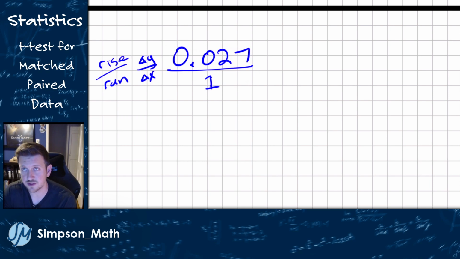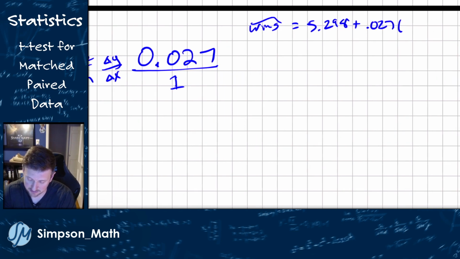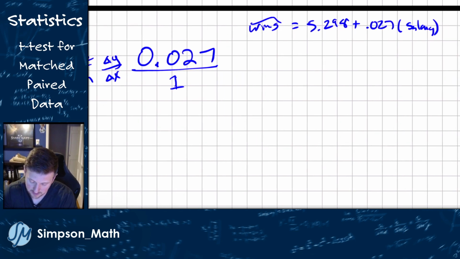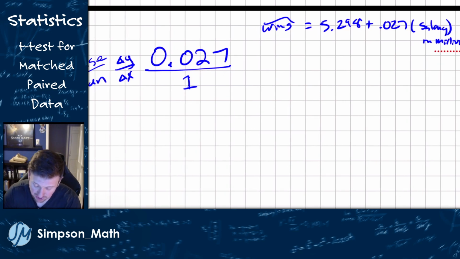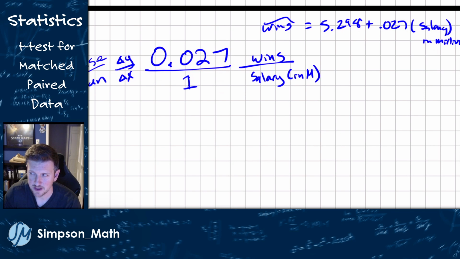Remember, it's rise over run, so the y value is my wins, because I have wins hat is the 5.298 plus 0.027 times the salary. So wins is number of wins, and salary is in millions. So what this is saying is my y value is wins over salary in millions.